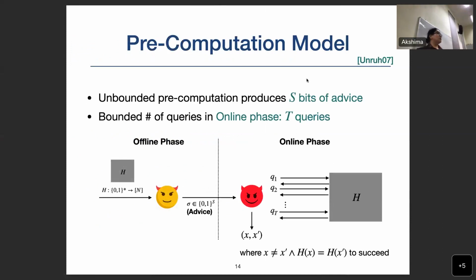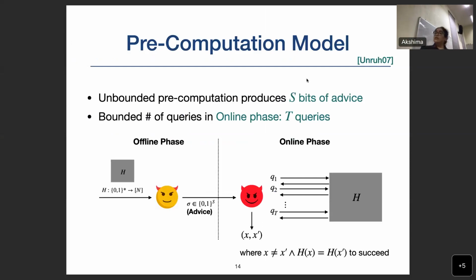Let's go back to now only hash functions. We are in that model, and the adversary gets access to this hash function. Think of this hash function as a random function, and it computes something on it. It outputs an S-bit advice, so it gets to only output a limited size advice. And then it gives that to the online stage adversary, the second stage of the algorithm. That algorithm now makes queries to this hash function. Again, it gets to make t queries, and it is required to output collisions.